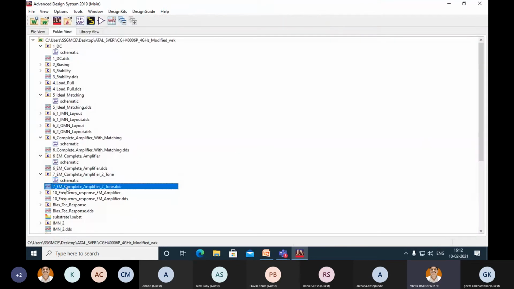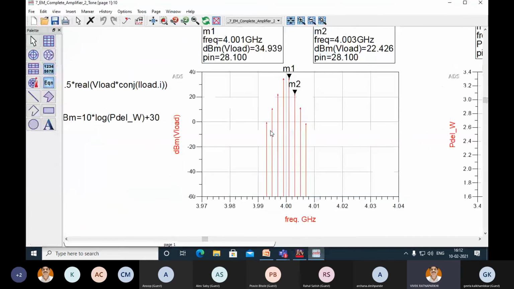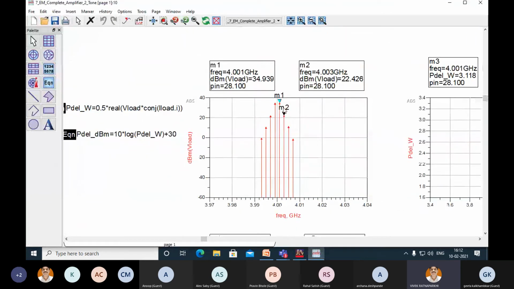So you have the set of two-tone modulation kind of analysis. All right, and if I simulate it, I can plot the harmonic balance and I can see M1 is almost 4 gigahertz, and you can see the other marker I placed on this particular tone, which is the third order intermodulation, which is at 4.003 gigahertz, right? So it is 22.42 dB, and at M1 it is 34.9 dB. So the difference of that will actually be your dBc, almost 12.5 dB or so. That is the dBc you can say about this particular amplifier if you do the two-tone analysis.